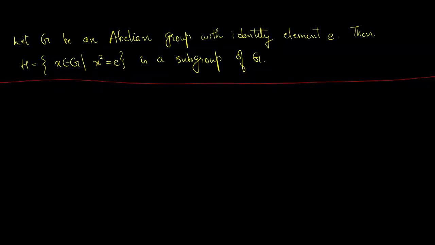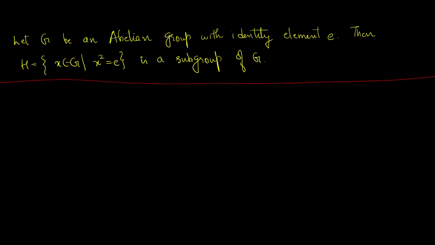Hello everyone. So here we are given that group G is abelian and it has the identity element E. Now a set H, which is a subset of G, is defined as H equals the set of all x in G which satisfies the property x squared is equal to identity. Now we are asked to show that this subset H is a subgroup of G.